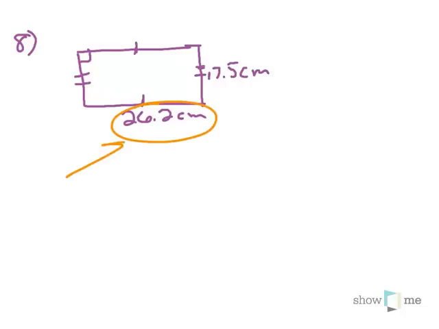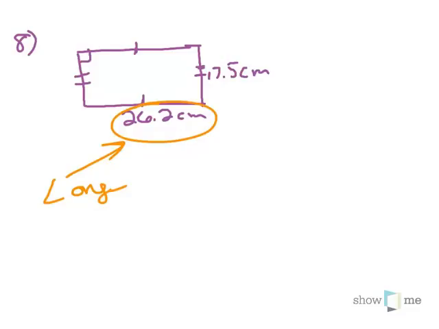Number 8, we have a rectangle. One side is 17.5 centimeters. The other is 26.2. A rectangle has 90-degree angles. Opposite sides are the same length. Opposite sides are parallel. Diagonals are the same length. Find the angle formed by the longer side. This right here is the longer side. 26 is bigger than 17.